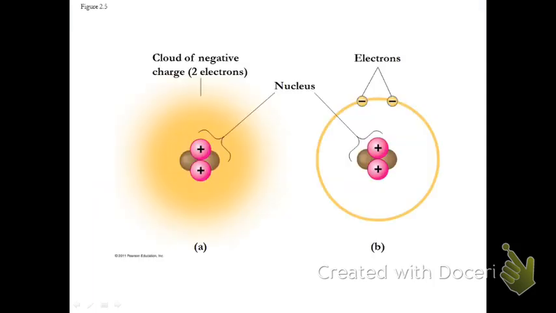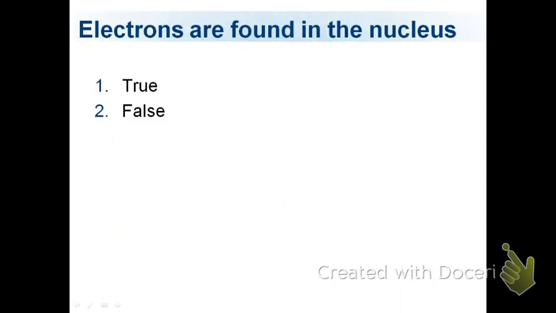So remember, protons and neutrons are in the center, and remind yourself which one was positive. I'm hoping everybody's saying the positive one was protons, and the neutral one was neutron. And here are the electrons, negative, outside of the nucleus. So a quick little question to see if everybody's paying attention. Electrons, true or false, are they found in the nucleus? Think about that for a second. I'm hoping everybody is saying that they are not found in the nucleus. That is false. They are found outside of the nucleus.